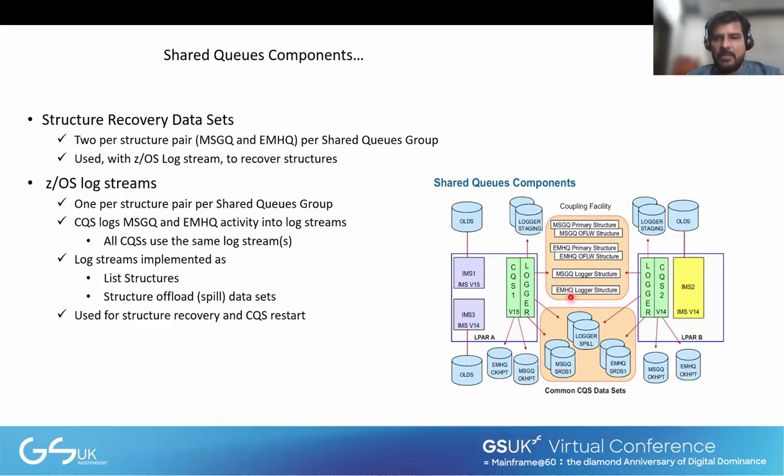CQS uses these log streams to record all the activities on the message queue structure and the EMHQ structure. All CQSs within the same shared queue group use the same log stream. When these log streams become full, they will be automatically archived to the logger spill datasets, similar to how it's done in a standalone IMS system, where OLDS are archived to SLDS. These log streams also play an important role in structure recovery and CQS restarts, ensuring message integrity after system failures.